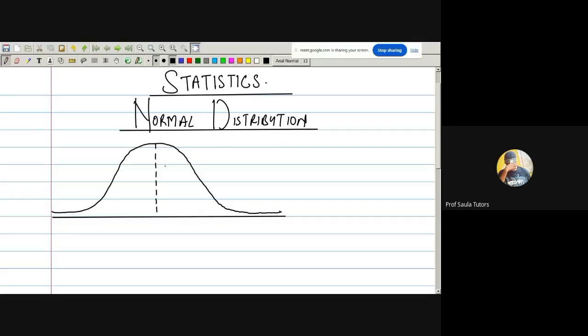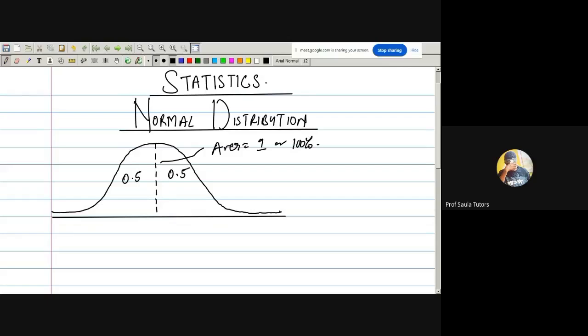The total area under this curve is equal to 1 or 100%. Are we together? That is, the total area is equal to what? 1 or 100%. Which means that the area of one part is 0.5. The area of the other part is also 0.5. Are we together? Yes. Good.